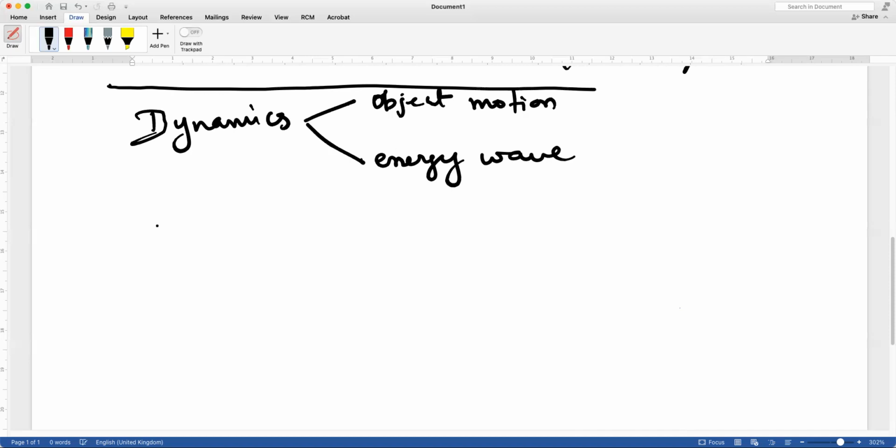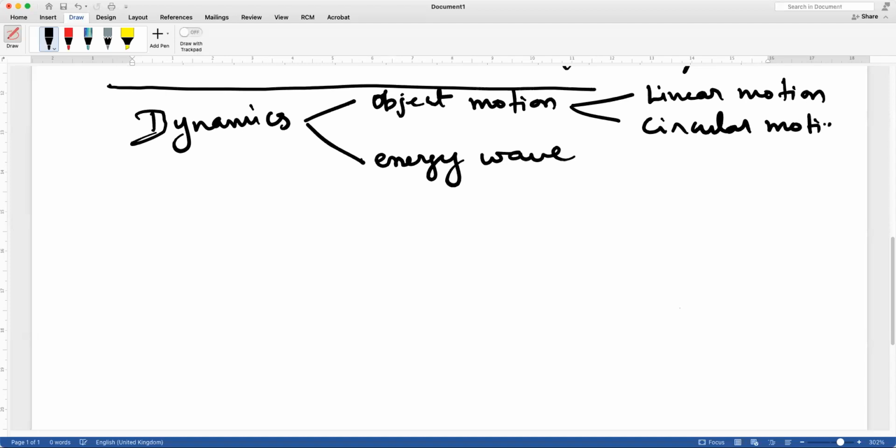So when we do the wave motion, we can separate this into linear and circular. Linear motion and circular motion. Remember the simple harmonic motion and the pendulum and all those things? Remember that? Yes. You're okay with all those things?